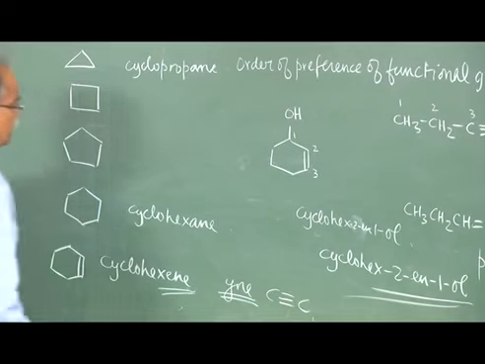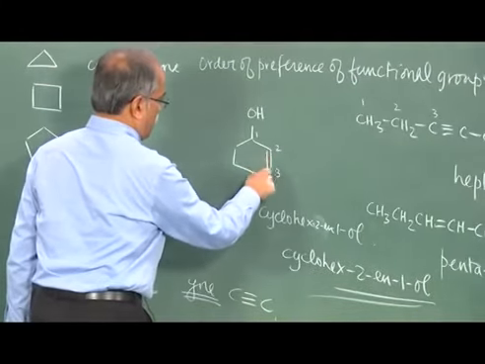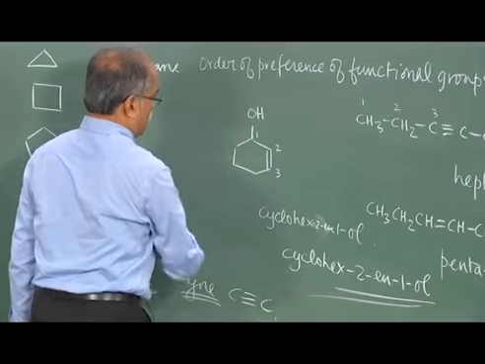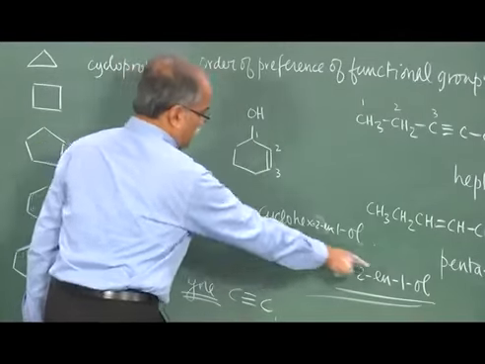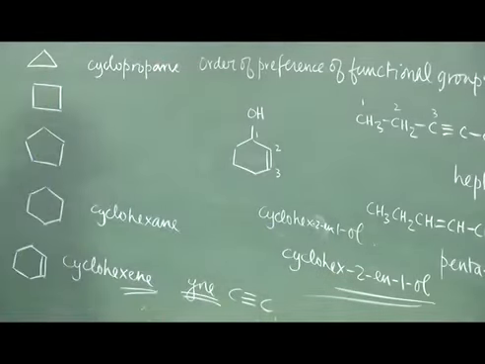It specifies both the position of the unsaturation, which is the double bond here, in the 2 position with respect to the hydroxy. The hydroxy itself is in the 1 position, so cyclohex-2-ene-1-ol is the correct nomenclature for this particular compound.